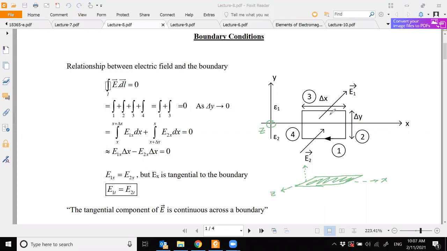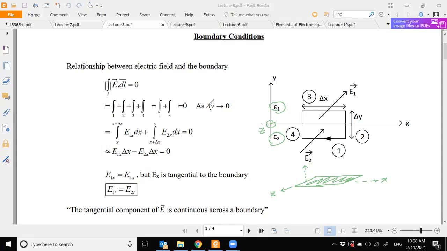And then what I did, the region above has epsilon 1 as the medium, region 2, which is below, has epsilon 2, and then we put a hypothetical closed line, and we try to apply the rule which an electrostatic field must satisfy, which is the closed line integral E bar dot dl is equal to 0. The length is delta x, the height is delta y, and this is the direction.